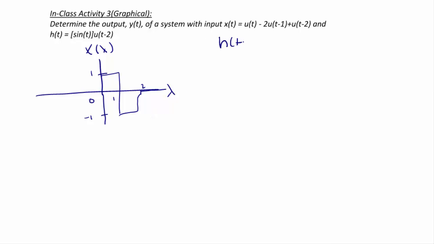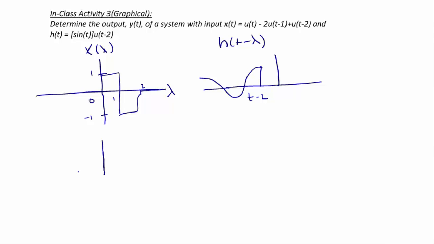h of t minus lambda is a sinusoid that turns on at time 2. So when you flip and slide it, it's a sinusoid at negative 2 that slides by t minus 2. And here's our crude sketch of a sinusoid. So now let's look at our various regions.